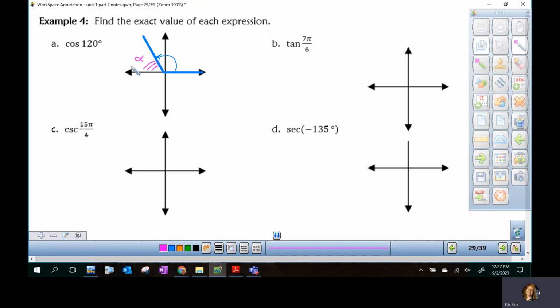I'm going to call it alpha. So if I'm at 120, how far to 180? So I have a 60-degree reference angle. Then I'm going to ask myself, okay, what's cosine at 60? Maybe you don't have these larger angles memorized, but if you memorize quadrant 1, what's cosine at 60 degrees? Cosine's the x at 60. It's 1/2.